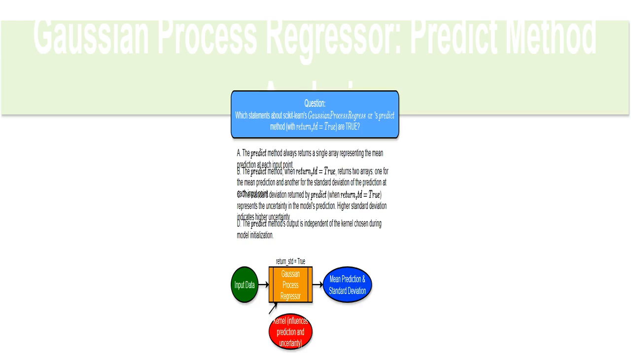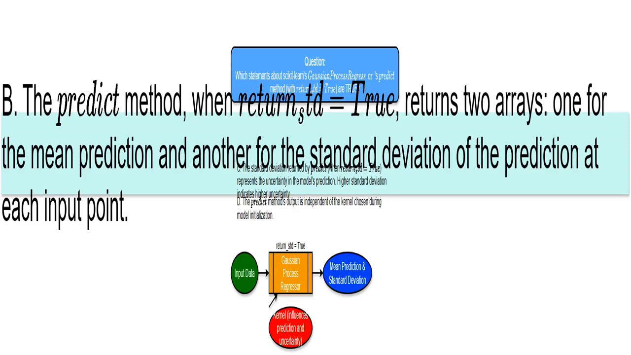I'm analyzing the predict method of Sklearn's GaussianProcessRegressor, a tool we use for making predictions with uncertainty estimates. This question asks you to check your understanding of how the predict method behaves in Sklearn's Gaussian process regression when you want to know the prediction uncertainty. When you set return_std equals true you get two things back: the average prediction and a measure of how uncertain that prediction is. I'll explain it.